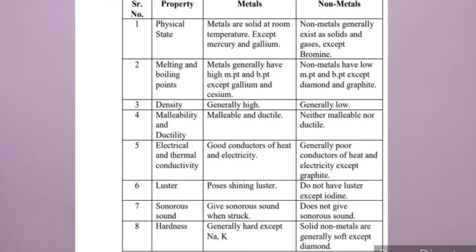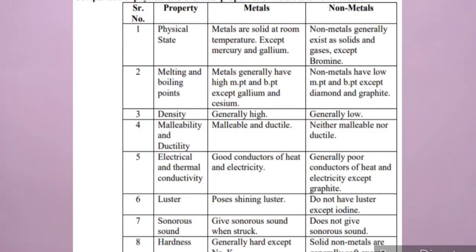So this property of the metal to be drawn into wires is known as ductility. Metals are malleable and ductile, non-metals are not. Non-metals are brittle. Brittle means that when they are beaten, they turn into powder form. They do not form sheets or wires. This is known as brittleness. Next property that we have is conductivity.